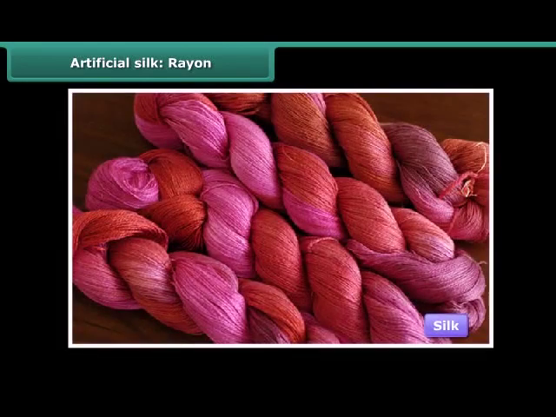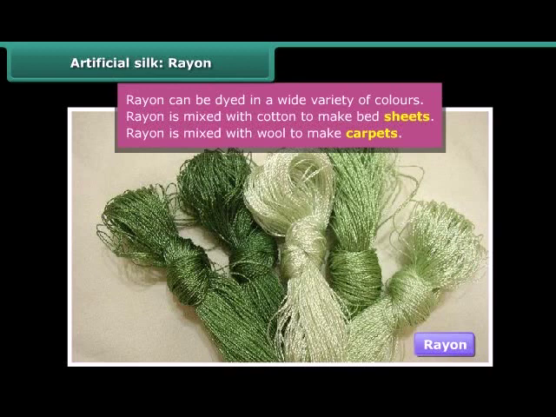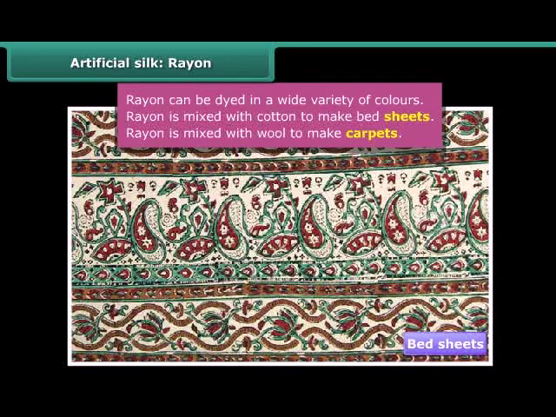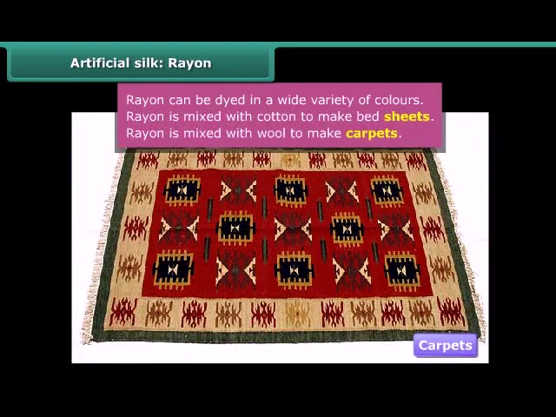It is cheaper than silk but resembles it. It can be woven like silk fibers and dyed in a wide variety of colors. Rayon can also be mixed with cotton to make bed sheets or mixed with wool to make carpets.